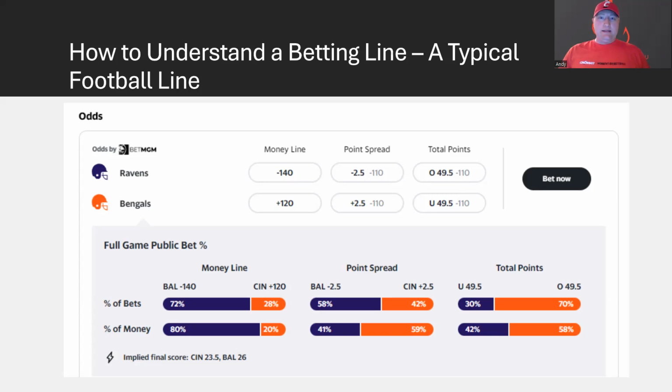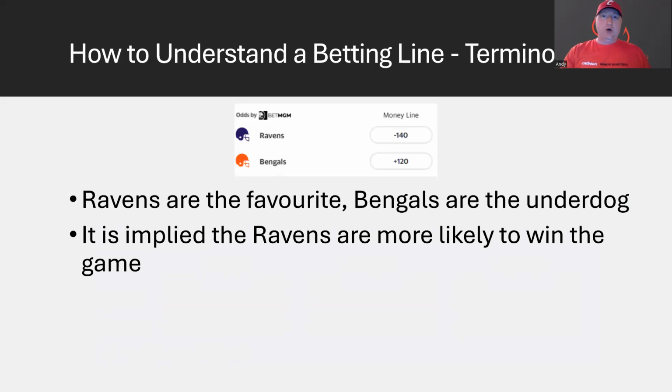That is what I hope to explain to you over the next few betting lessons. It's going to probably take several to get you up to speed, but don't worry, I'm here to help you. So first thing to understand in terms of terminology is what's a favorite and what's the underdog. In this particular example, the Ravens are the favorite. In other words, Vegas thinks they're going to win, and the Bengals are the underdog, and Vegas expects the Bengals to not win. These numbers can shift over time.